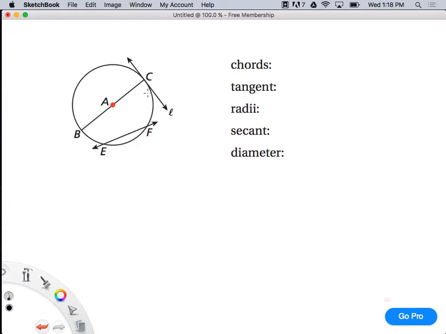All right. Which one of these are chords? Which one is a chord? BC. Very good. Look, BC has an endpoint here and an endpoint here, so it's a chord. Which of these are tangents? C. Well, it's not really line C, it's line L. C is just a point on the line, so it's line L. This line here is line L.